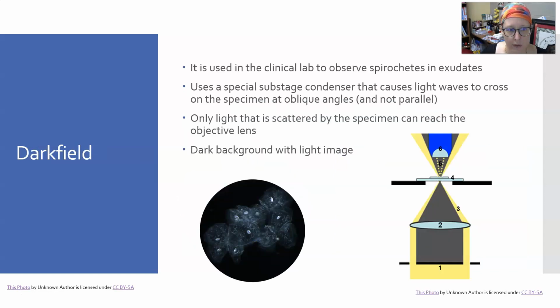Next is the Darkfield. It is used in the clinical lab to observe spirochetes and exudates, for example. It uses a special substage condenser that causes the light waves to cross on the specimen at oblique angles and not parallel like the Brightfield microscope. So it goes oblique like that, and only the light that is scattered by the specimen can reach the objective lens. And so in a darkfield microscope, you have a dark background with a light image.